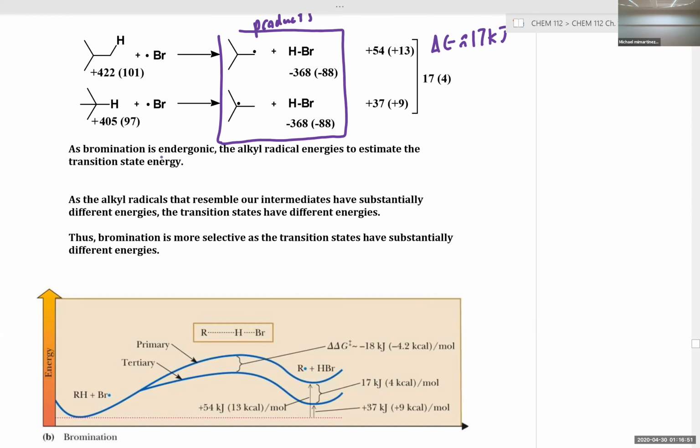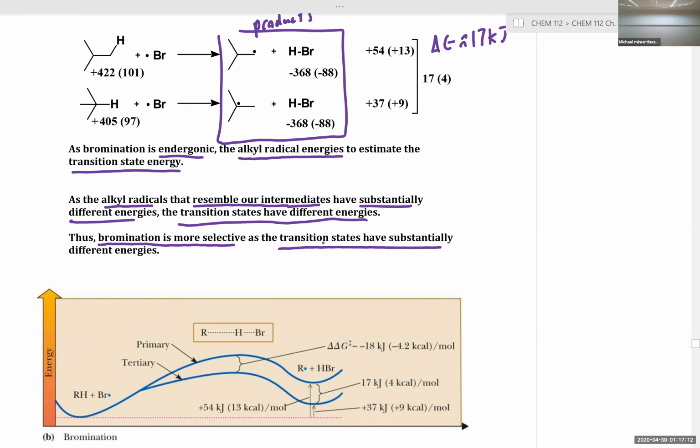So let's show the payoff. So bromination is endergonic. We can use the alkyl radical energies to estimate the transition state energies. So as the alkyl radicals that resemble our intermediates have substantially different energies, the transition states have different energies. Thus, bromination is more selective as the transition states have substantially different energies.